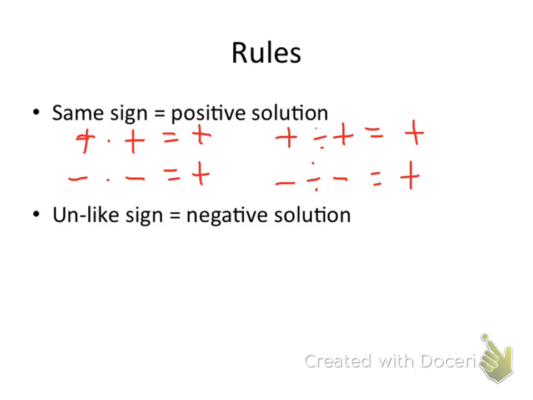All right, with unlike signs, you will have a negative solution. So whether it's a positive times a negative or a negative times a positive, so I guess a negative times a positive, just to write it consistently, positive divided by a negative, and a negative divided by a positive. That's some shorthand there.